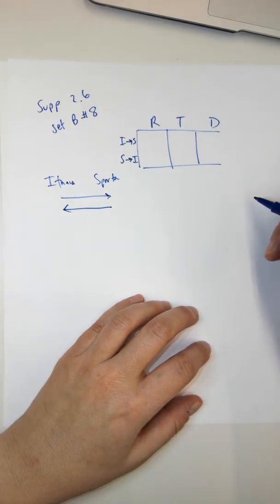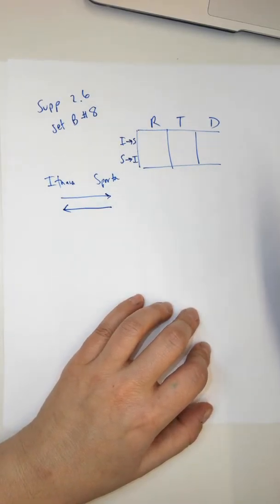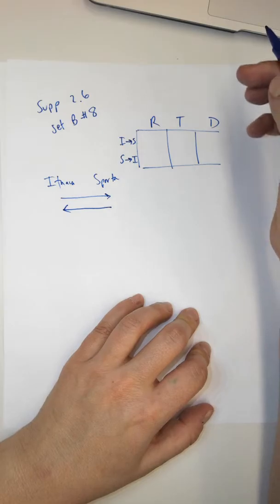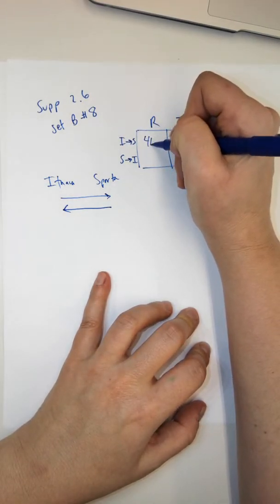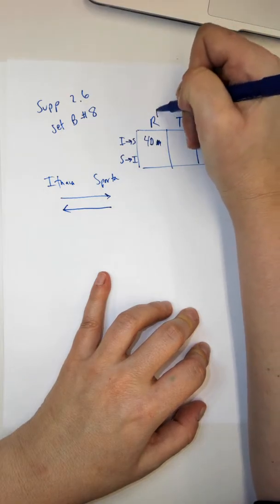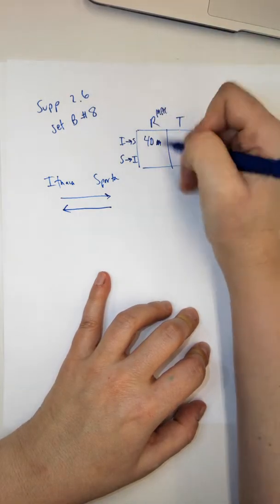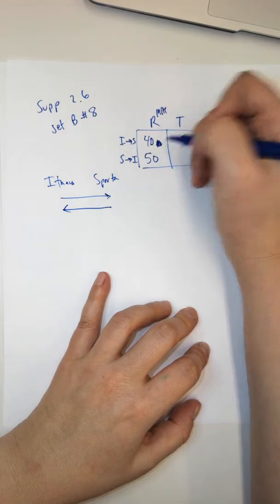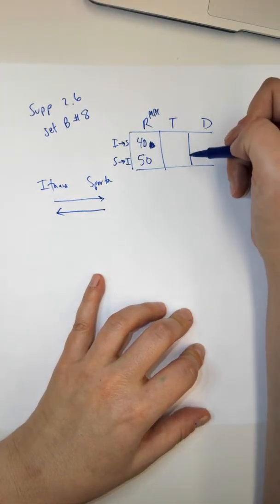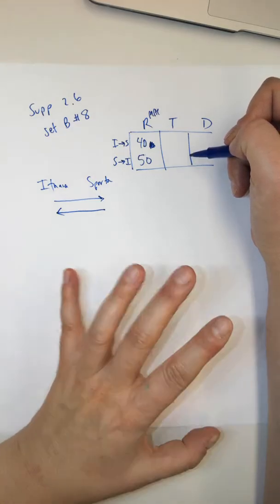Let's see, it says a round trip by chariot takes 3 hours. The chariot averaged 40 miles in one direction, so let's say 40 miles per hour. Oops, I'll put miles per hour up here. And the other direction was 50 miles per hour. Let's just ignore that blob of blue. And it took 3 hours.